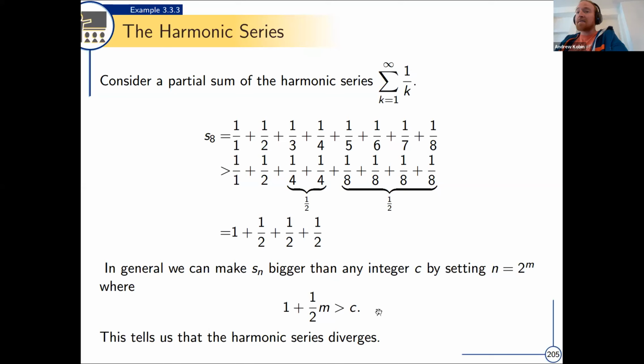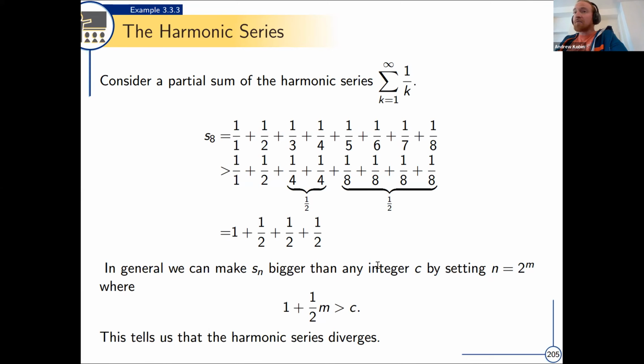In this case, what we're saying is for any c that we pick, for any large number c, take it to be 1,000,000 if you like, we can find some m so that 1 plus m times 1/2, 1 plus that many 1/2s, is larger than c. And the same trick that we used for S8 will show that S sub 2 to the m, for that m value, will be larger than this 1 plus that many 1/2s. And that's, of course, larger than c, and therefore the terms of our partial sums will exceed that threshold c.